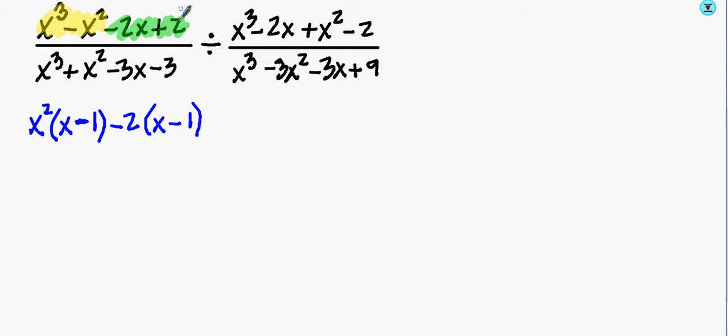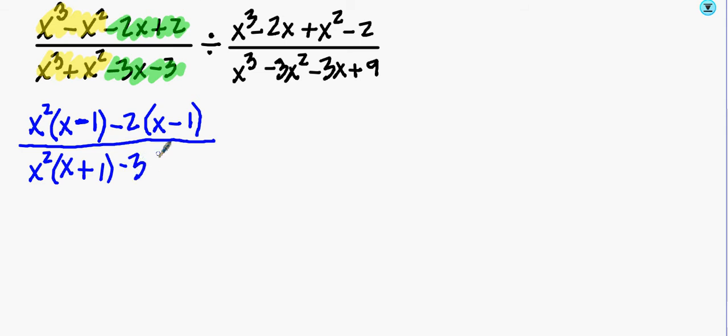Well, let's look at the bottom of the fraction. What can I do there? It's very similar. So x to the third plus x to the second, I can factor out x to the second, and I'm left with x plus 1. And then here, I can factor out negative 3. So I can write minus 3 times x plus 1. So we did something with that first fraction.